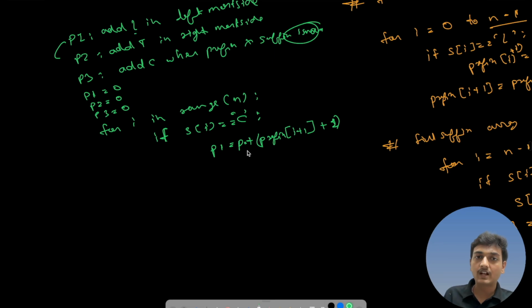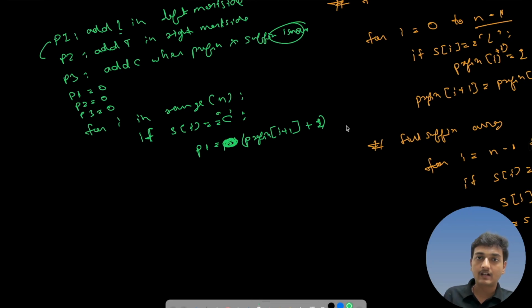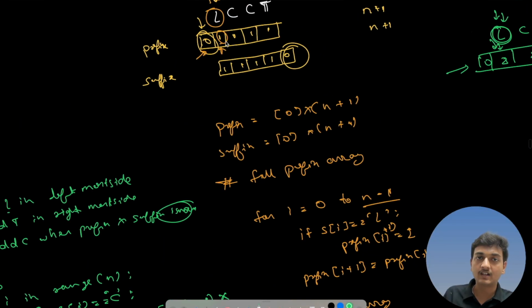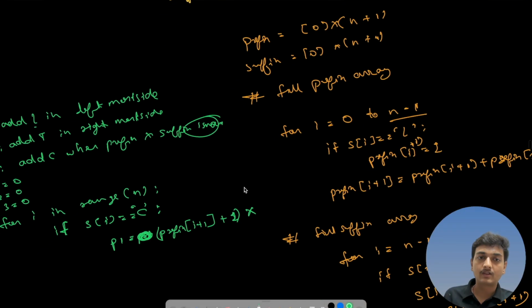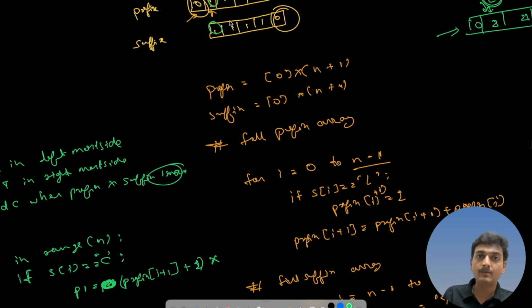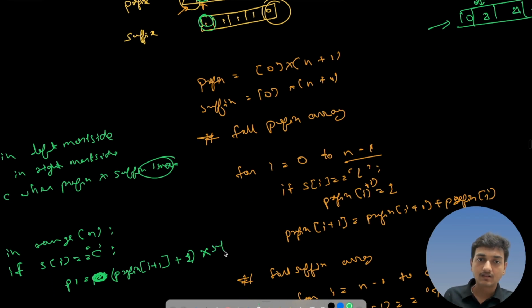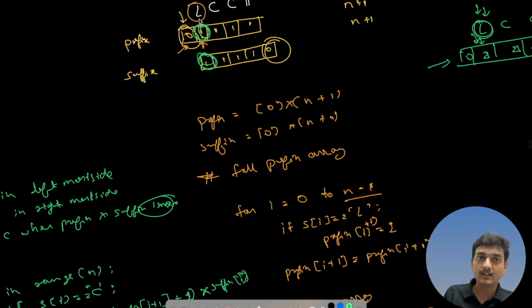Now, what I need to do after calculating this P1? So this P1 will look like this. Now, what will be my answer? If I get some C here, I need to multiply this with this part, right? So let me do that. My answer will be prefix of i plus 1, whatever value I am getting here, multiplied by suffix of i. And why am I writing suffix here? Because the suffix array is in this place only. I hope you got it.